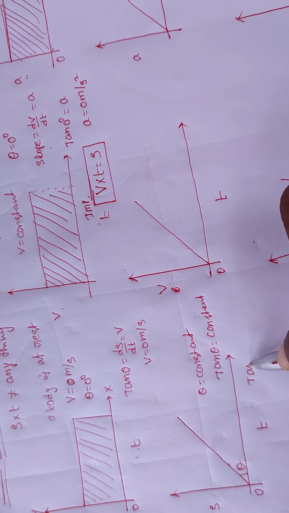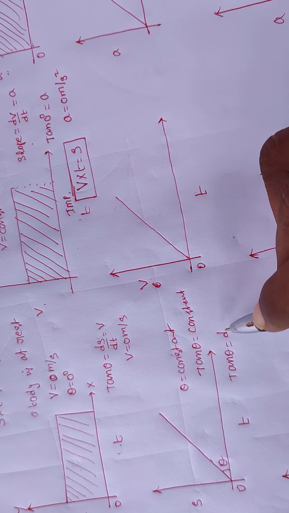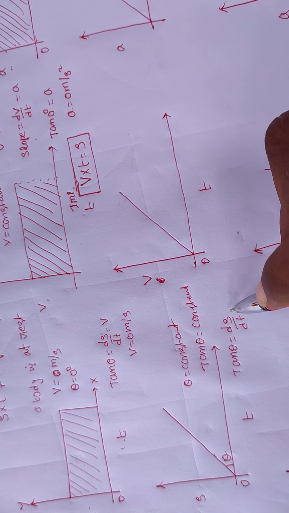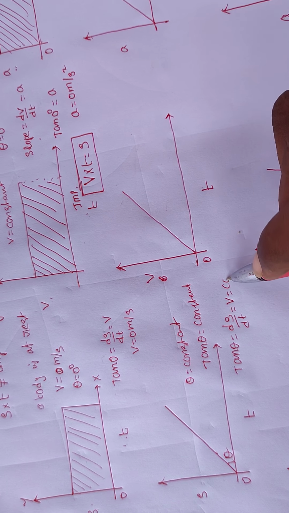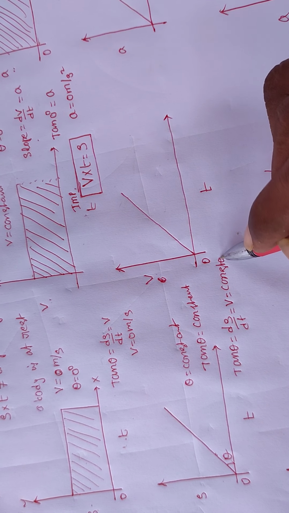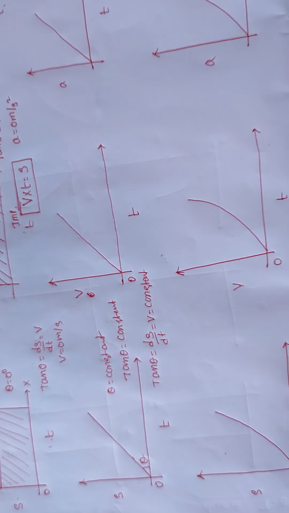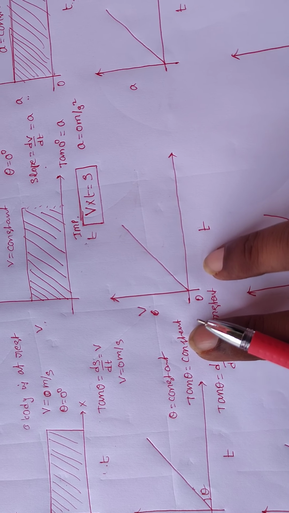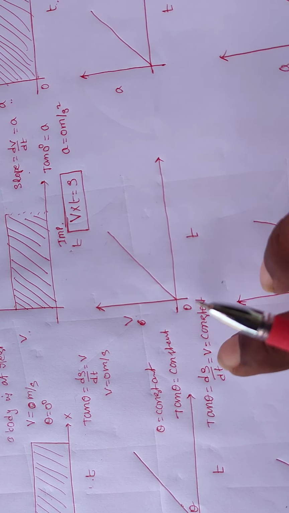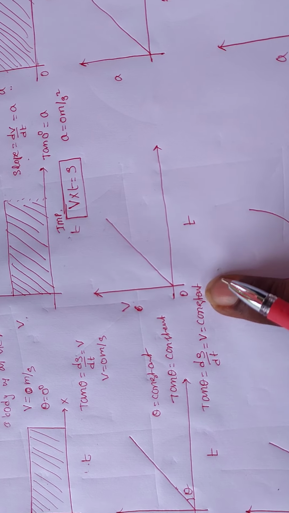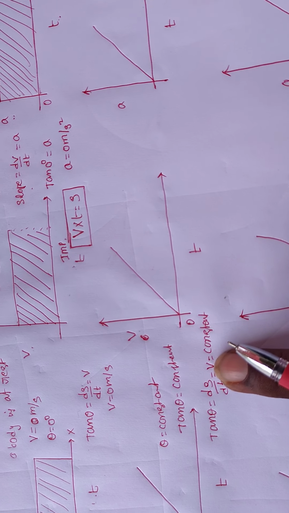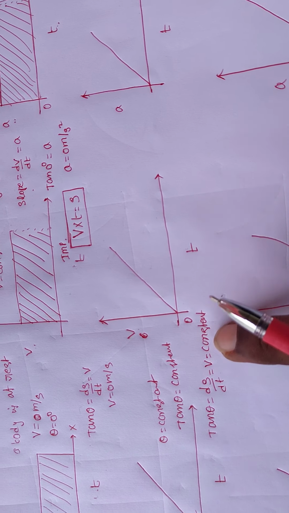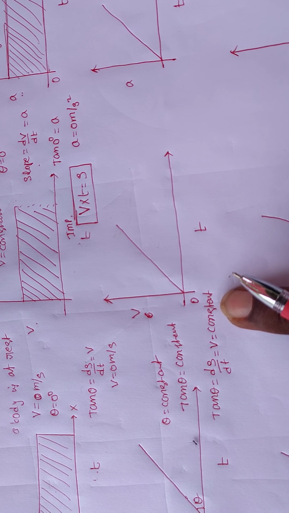The formula for tan theta: tan theta equals ds by dt, that is equal to velocity, that is equal to constant. Understood? So here theta is constant, tan theta is constant, tan theta equals ds by dt, that is v equals constant. The rate of change of displacement is called velocity, and that velocity is a constant value.